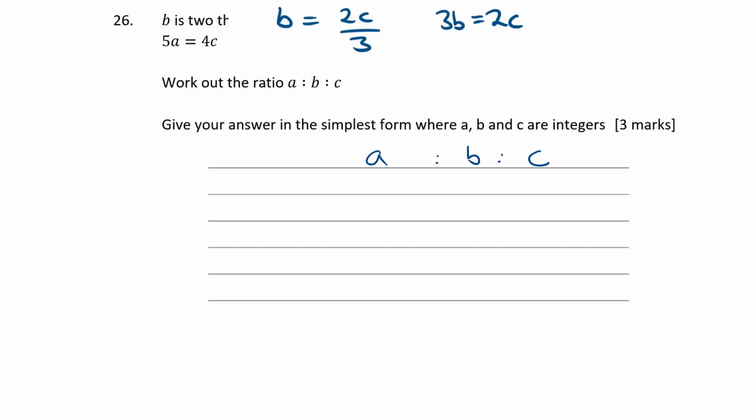Okay, so we've got two equations, in b and c and a and c, and we want to write those as ratios. Now this is becoming quite a common thing in exams, having to take an equation and rewrite it as a ratio between two things. And students do struggle a little bit with these.